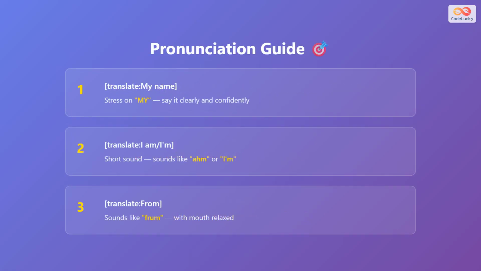Let's focus on correct pronunciation. When you say "my name," stress the word "my" and pronounce it clearly. When you say "I am" or "I'm," use a short sound. The word from is pronounced with your mouth relaxed and not tense. Practice these sounds slowly at first, then gradually increase your speed.